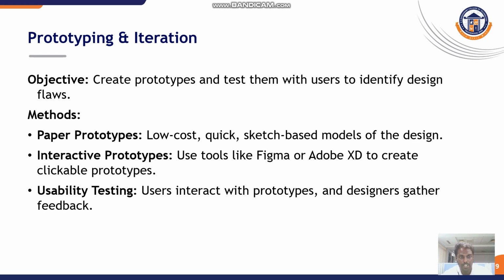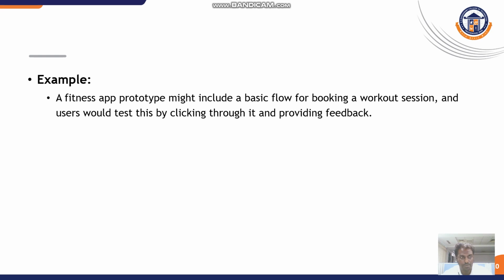Second one is iterative prototypes. For this prototype, we are going to use tools like Figma, Adobe, or Sketch, whatever you are comfortable with, to create the prototype. And the last one is usability testing. We are going to ask the user to test the prototype and we are going to collect this feedback for the betterment of the product. The example for this is a fitness app prototype might include a basic flow for booking a workout session, and the user will test this by clicking through it and providing feedback.